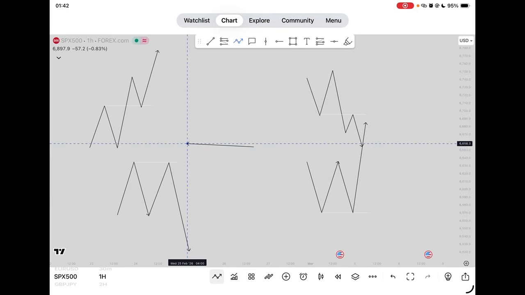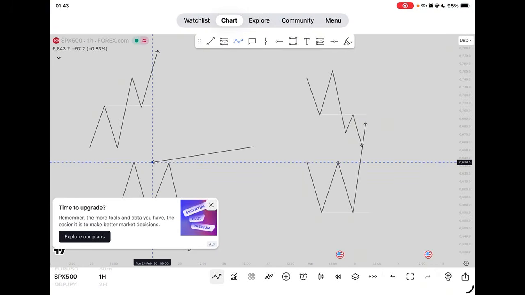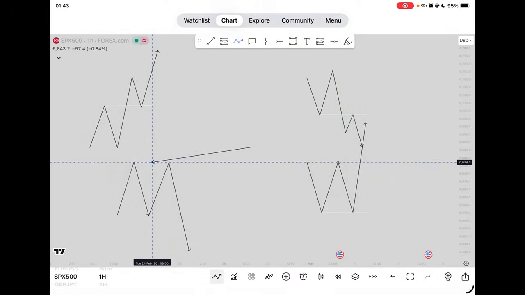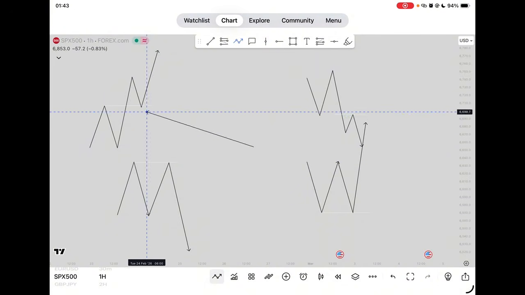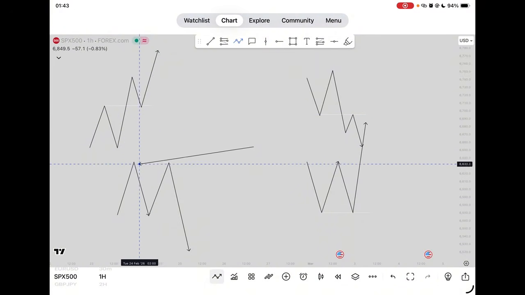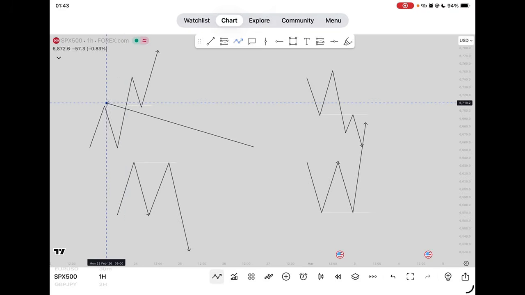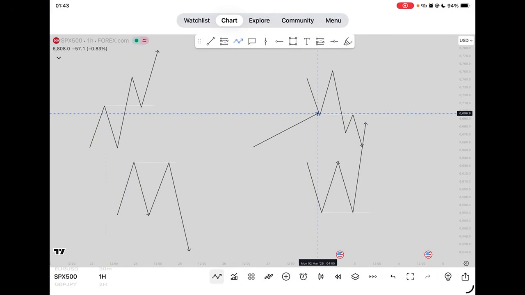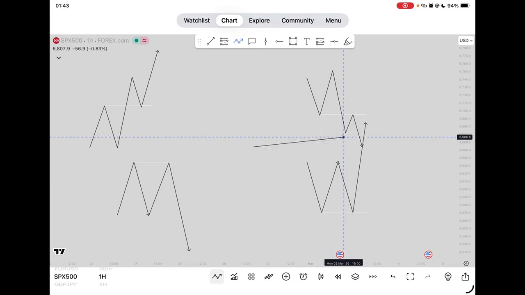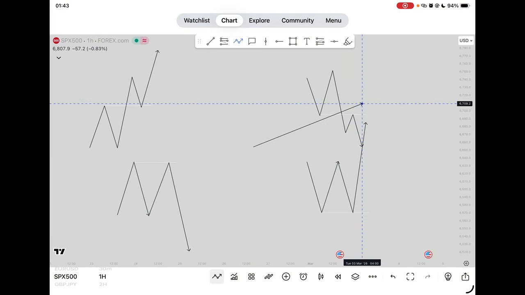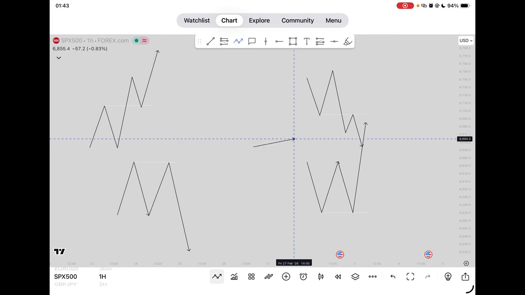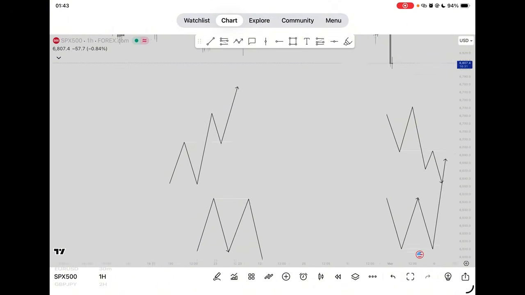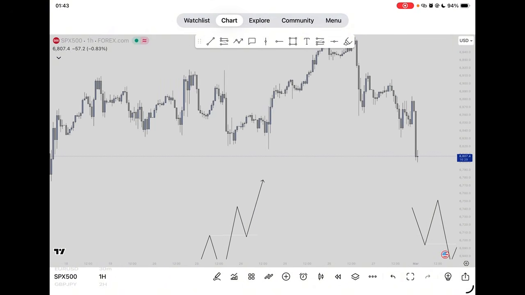It can be used as what? Resistance. The A shape can be used as the resistance, and the A shape can also be used as a support. That is when price breaks above it, price will tend to come back to the A shape and continue going up. Right here, the V shape can be used as a support and also a resistance. Do you understand? So let's look at some examples of what I mean by that.